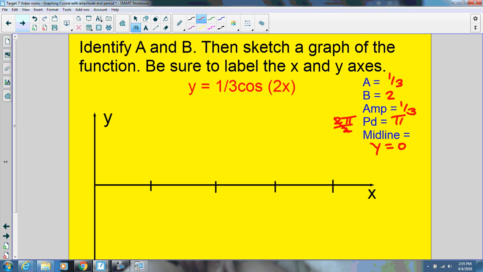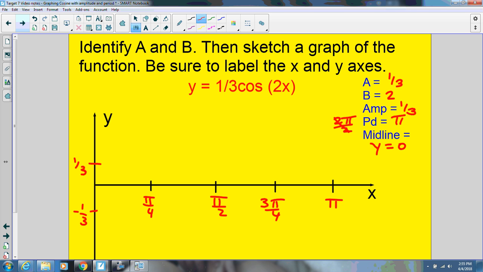So as I go to label this graph, I'm just going to go up to +1/3, down to -1/3. The period is pi, so that will be my last tick mark. To find out what I'm counting by, I take the period and I divide it by 4. So that's telling me I'm counting by pi over 4. So that'll be pi over 4. This would be 2 pi over 4, which is the same thing as pi over 2. This would be 3 pi over 4. And next is 4 pi over 4, which is just pi.